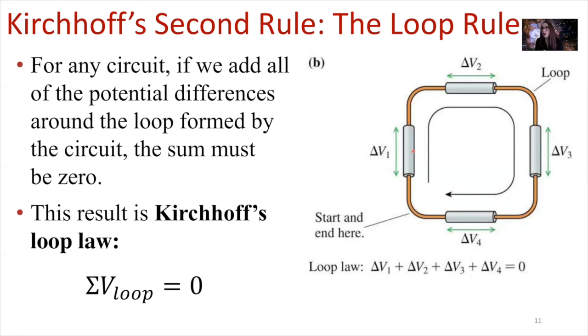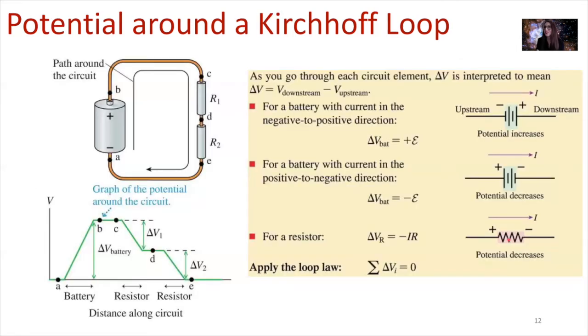Maybe these elements are resistors, maybe these elements are batteries. There are different rules for the sign on which we give that potential, depending on the direction of current and whether we are looking at a resistor or a battery. So let's just look here at this schematic.